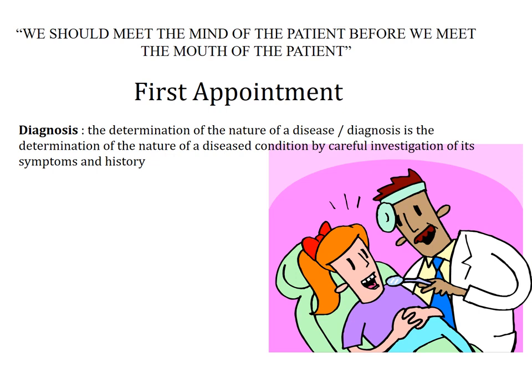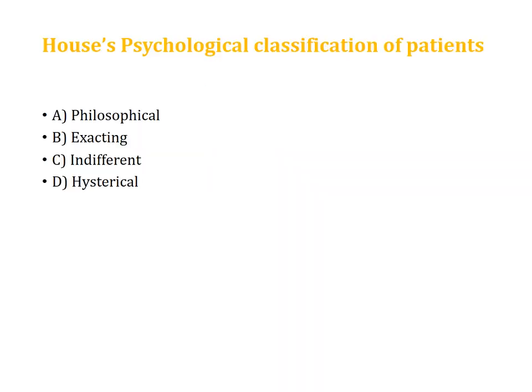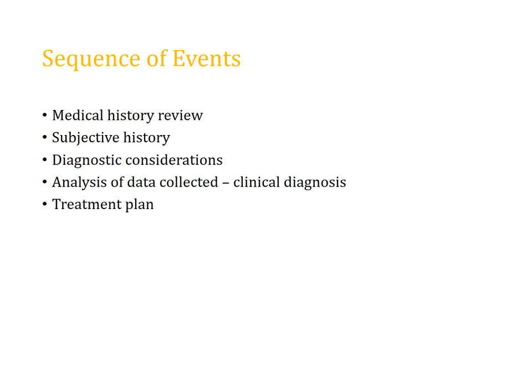Now, during the first appointment, like I mentioned, is the diagnosis, and diagnosis you already know from the previous lecture. So again, the House classification of patients applies here. That is, you have the four categories of patients as we discussed last week: philosophical, exacting, indifferent, and hysterical. Nothing more to add to it over here. The events are the same: you take a history, you come to the diagnosis, and you formulate a treatment.